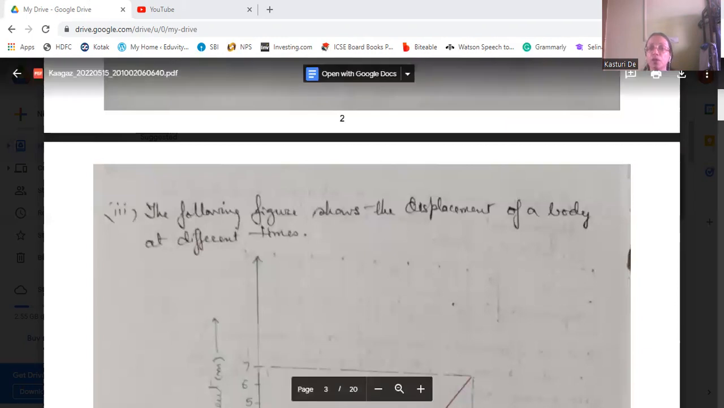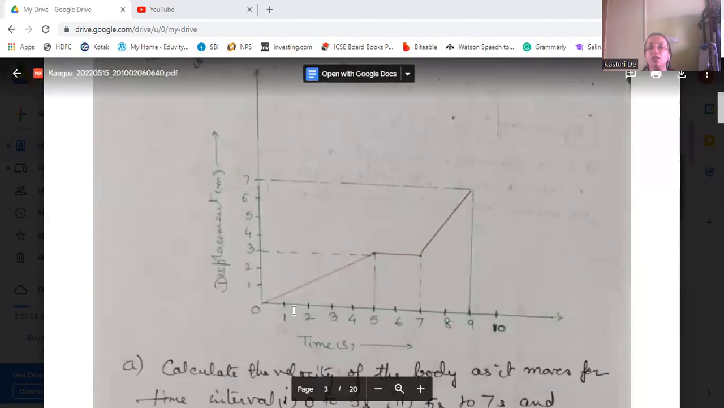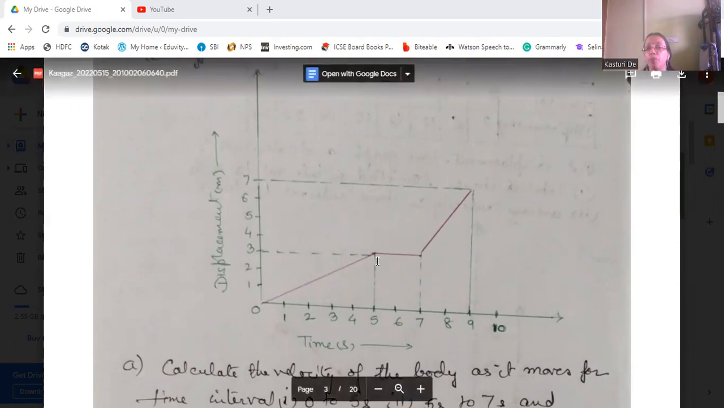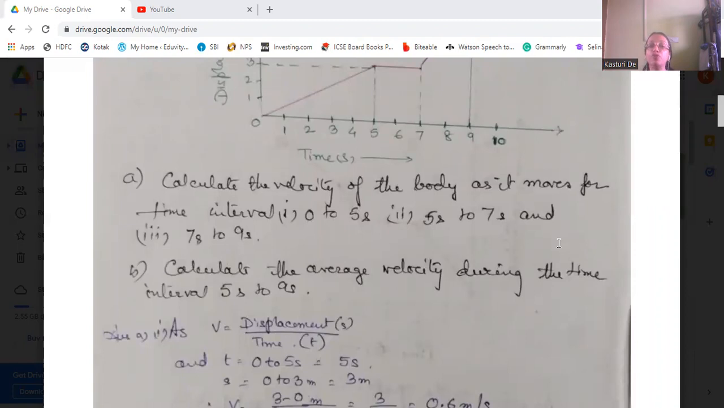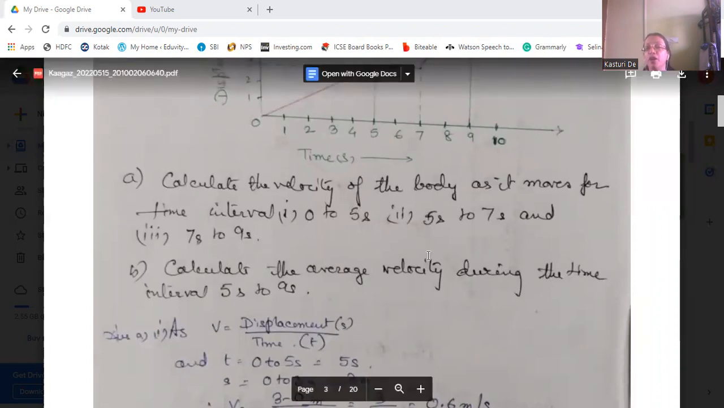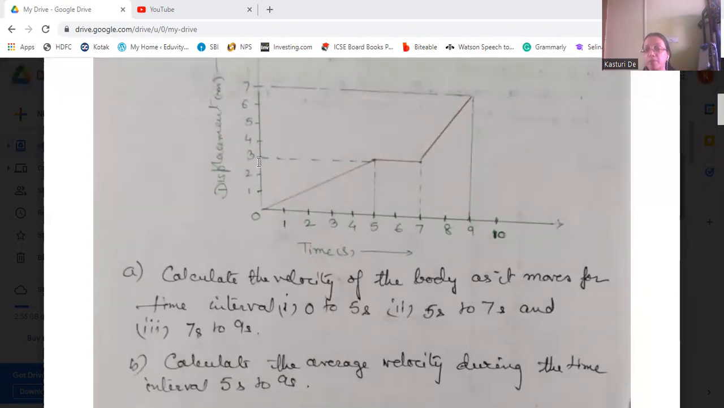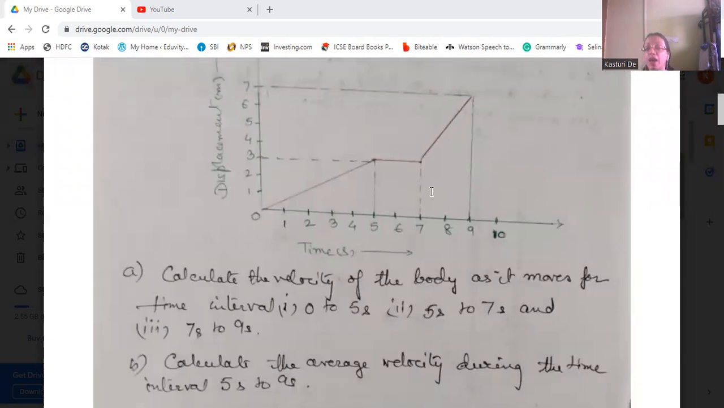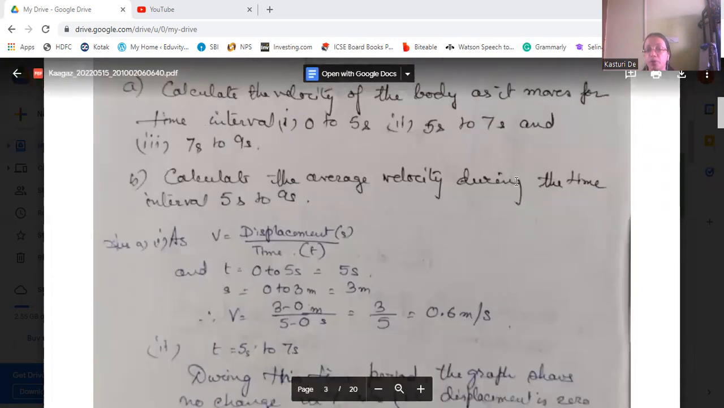The following figure shows the displacement of a body at different times. This is the figure; you can see the displacement of the moving body at different times. Now calculate the velocity of the body as it moves in the time intervals 0 to 5, then 5 to 7, then 7 to 9. For 0 to 5, the displacement becomes 3 meters. Then 5 to 7, it is again 3 only. And then from 7 to 9, it is rising to 7 meters.